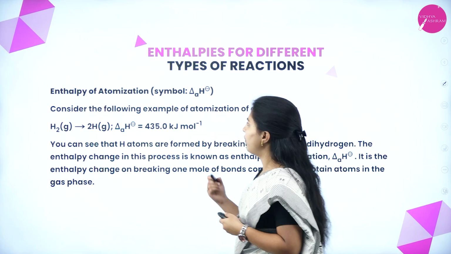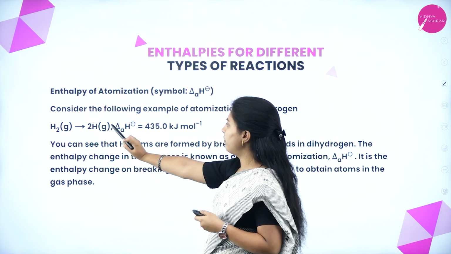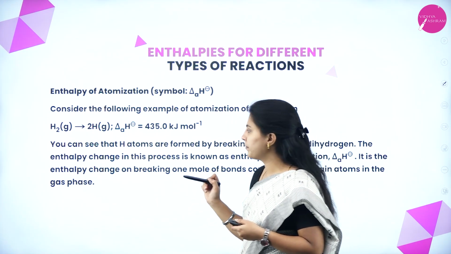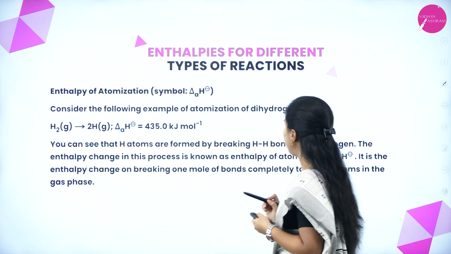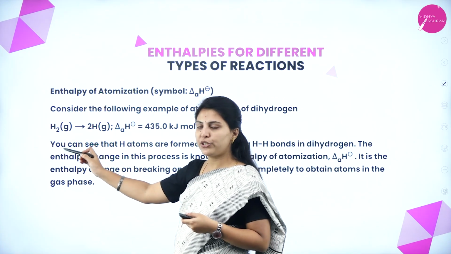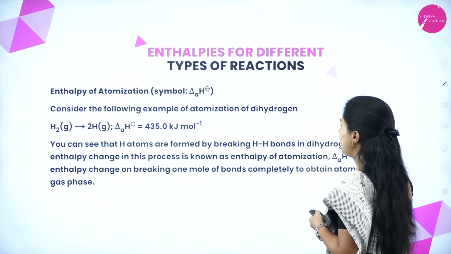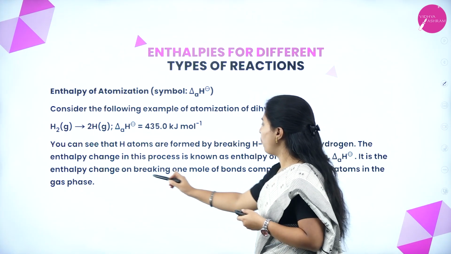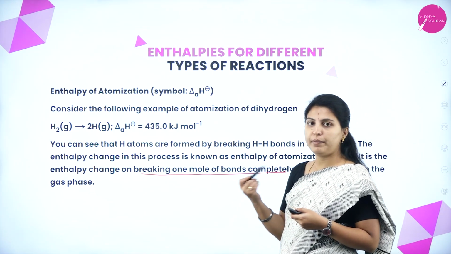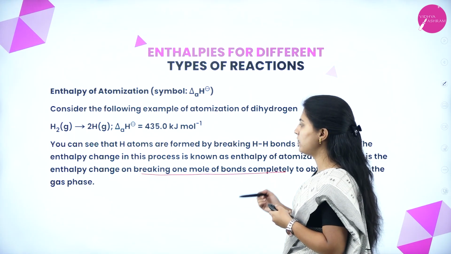Enthalpy of atomization. See here, hydrogen, an element, is going to form atoms. You can see that H atoms are formed by breaking of the H–H bonds in dihydrogen. This is dihydrogen going to form atoms. That is called enthalpy of atomization, and it is the enthalpy change on breaking 1 mole of bonds completely to obtain atoms in the gas phase. From an element or from any compound, it is going to form atoms by breaking its bonds.